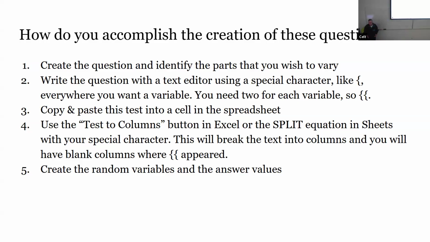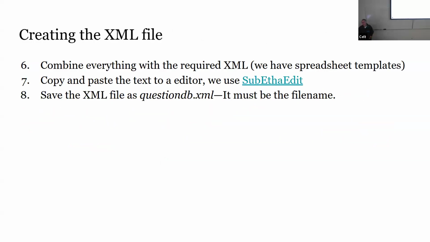And so we need 2 for each variable, because what you're going to do is break that apart in Excel. And Excel has a button that converts text to columns where it's delimited. Google Sheets uses an equation, but the good thing is you can split it up and then you create the random variables, the answer values, and then you combine everything back together with the spreadsheet template with the XML, drop it into an editor. We use Sublime because that's what Jeff discovered worked.